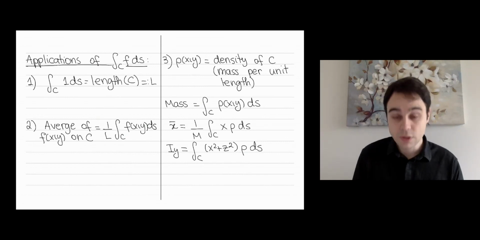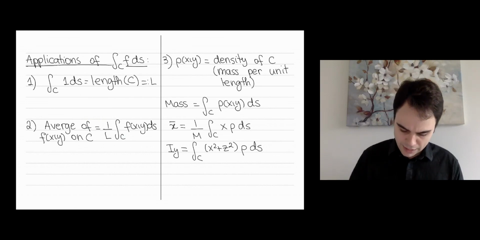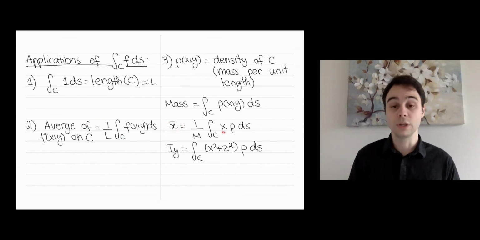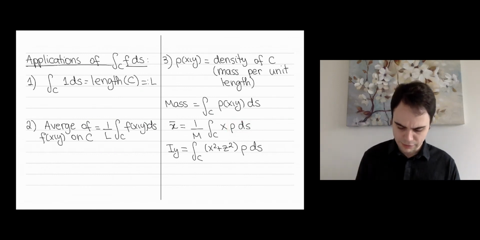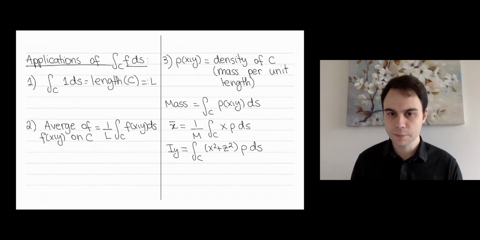I can also compute the center of mass of this curve. For example, the x-coordinate is a weighted average of the x-coordinates of all points in my curve. We take the x-coordinate of each point in the curve, and the weight is the mass of a little piece of the curve. So rho times ds is the mass of a little piece of the curve, and at the end, you divide by the sum of all these weights.